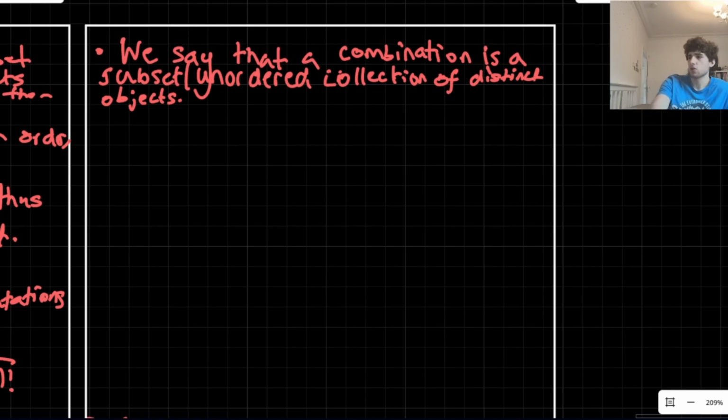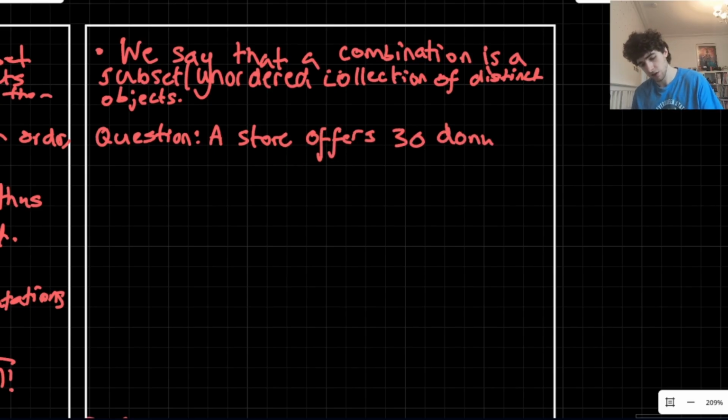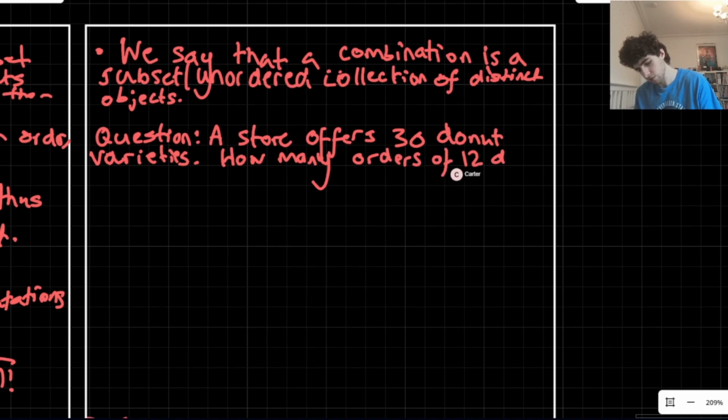Nice. So now we move on to the final type of problem that I want to cover in this video, which is definitely the hardest type of problem, okay? So you've got to be quite attentive for this. Try and answer this question. It's quite a difficult one. A store offers 30 flavors of donuts, or 30 donut varieties. How many different orders of 12 donuts are possible?